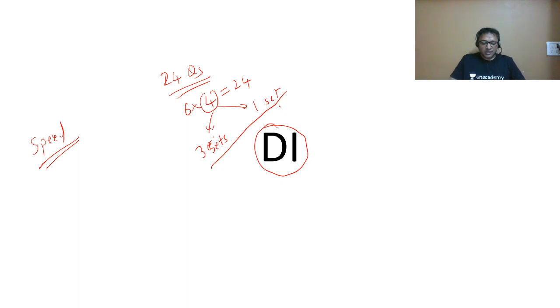Accuracy in cons could be DI itself. Apart from DI, if you're not looking at pure cons, you can do all the arithmetic part like the averages, then percentages, profit and loss, time speed distance, time and work. You can do those topics.